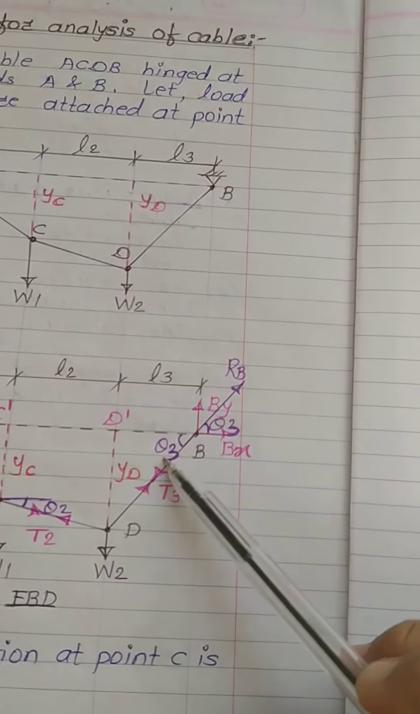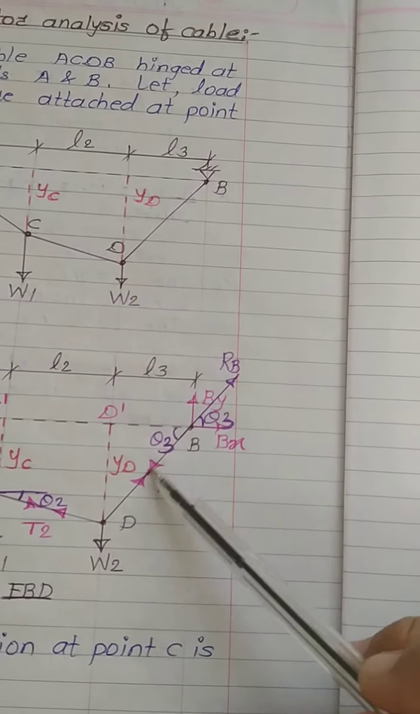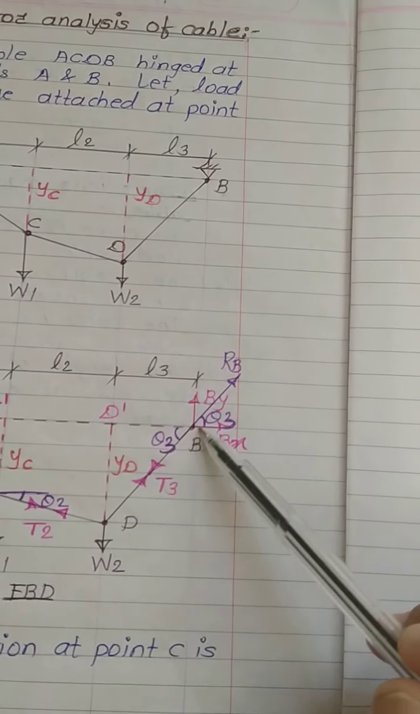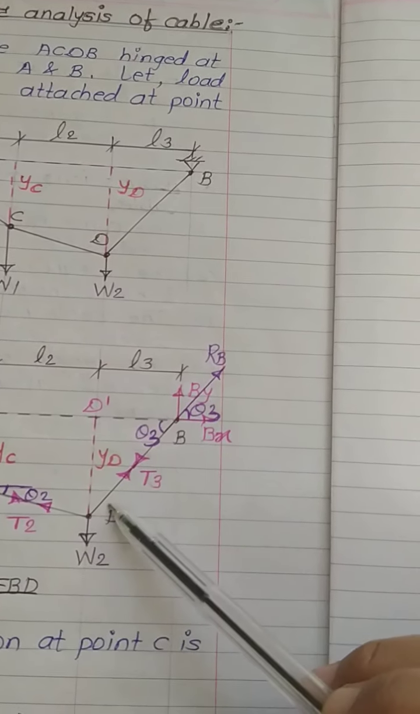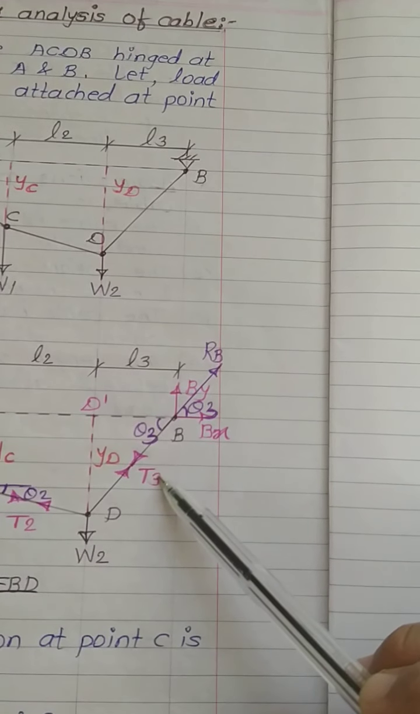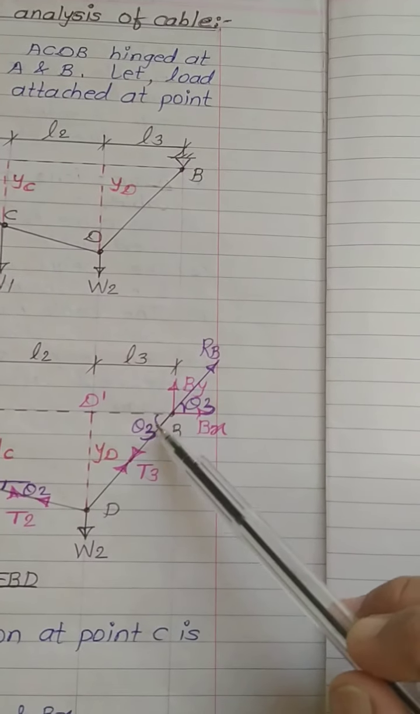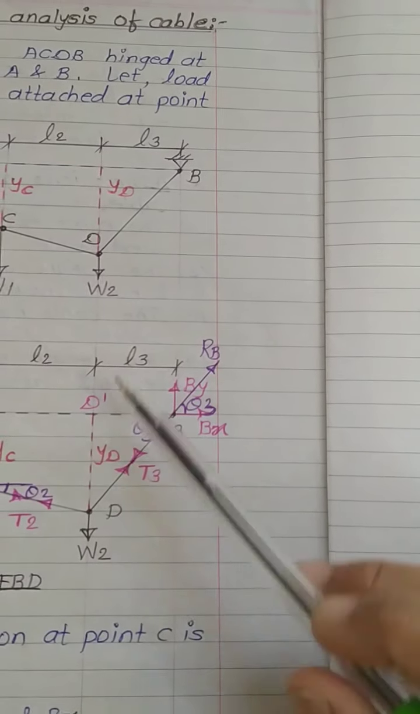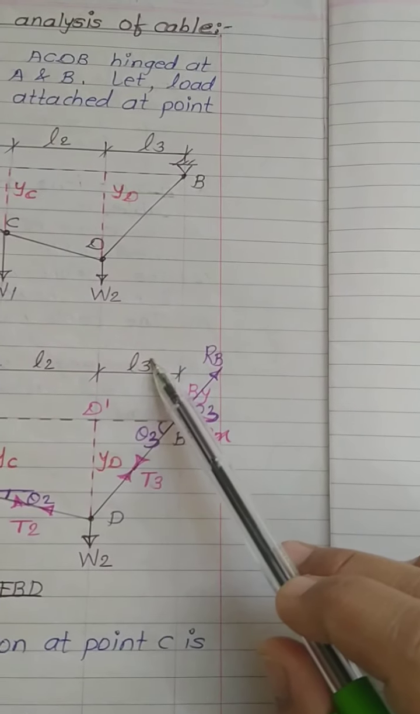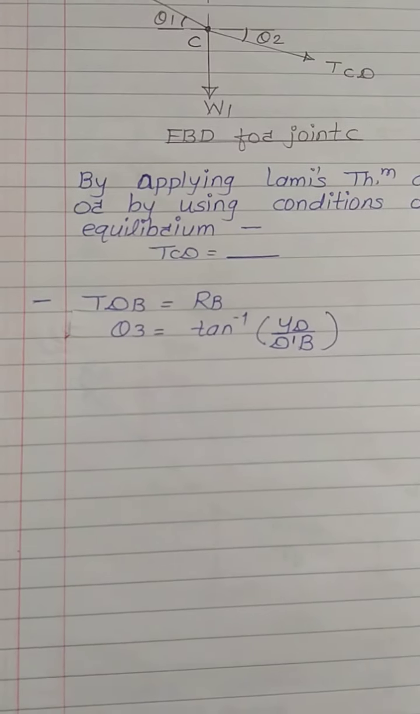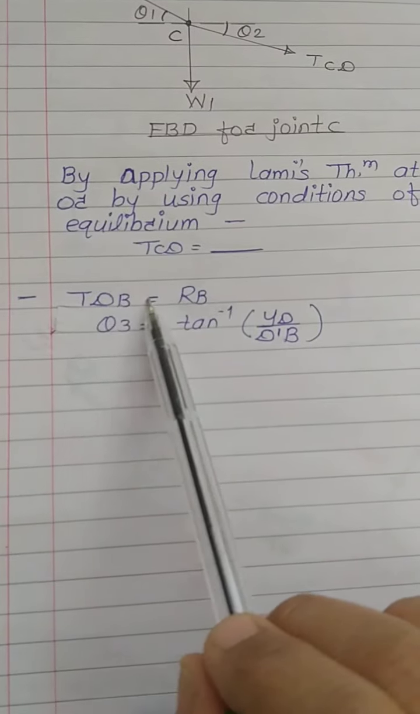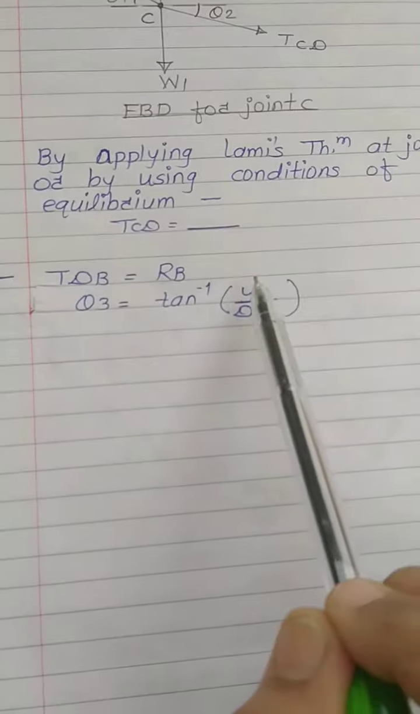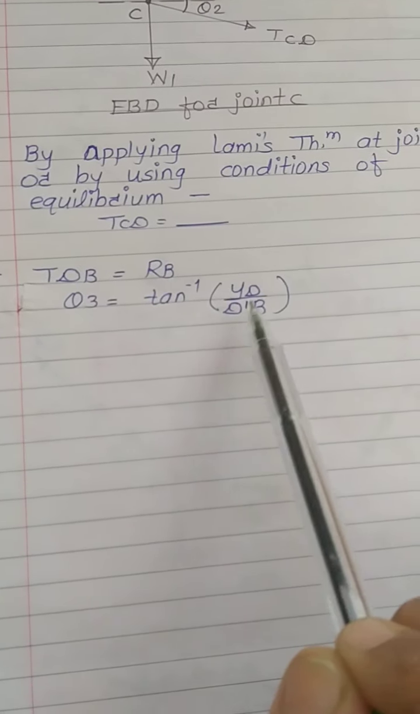Next we have to determine T3. Now by observing this figure, whatever is the magnitude of RB will be the same tensile force acting in part BD, and which is also known as T3. Now how to determine its inclination? So your theta 3 will be tan inverse of YD upon BD dash, which is L3. So your tension in part DB will be equals to reaction at point B, and theta 3 will be tan inverse of YD upon D dash B, which is L3.